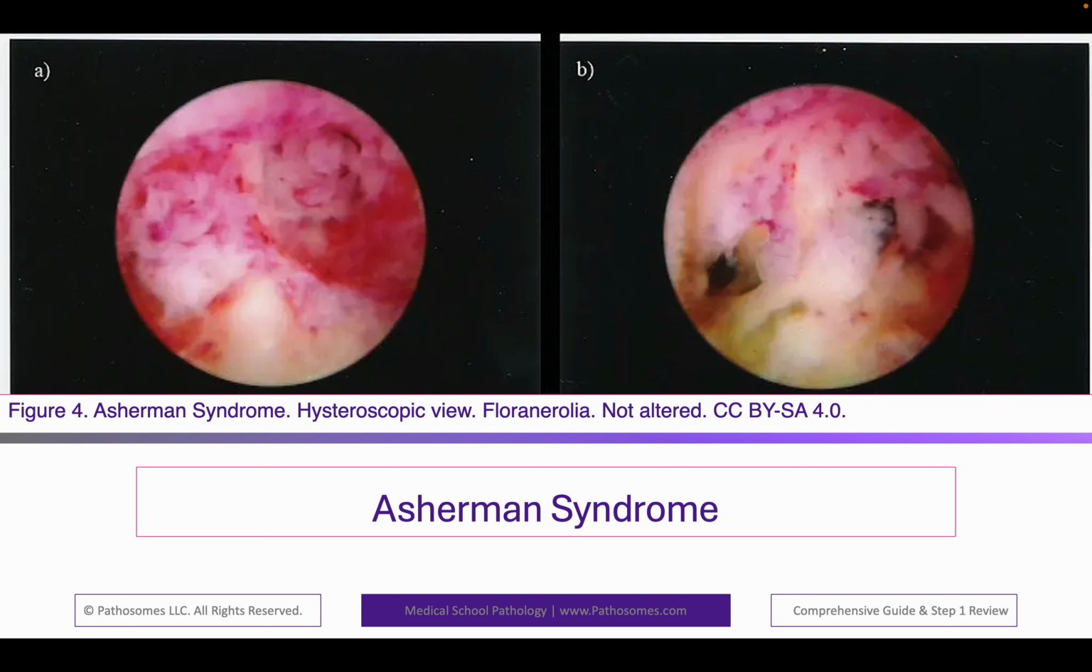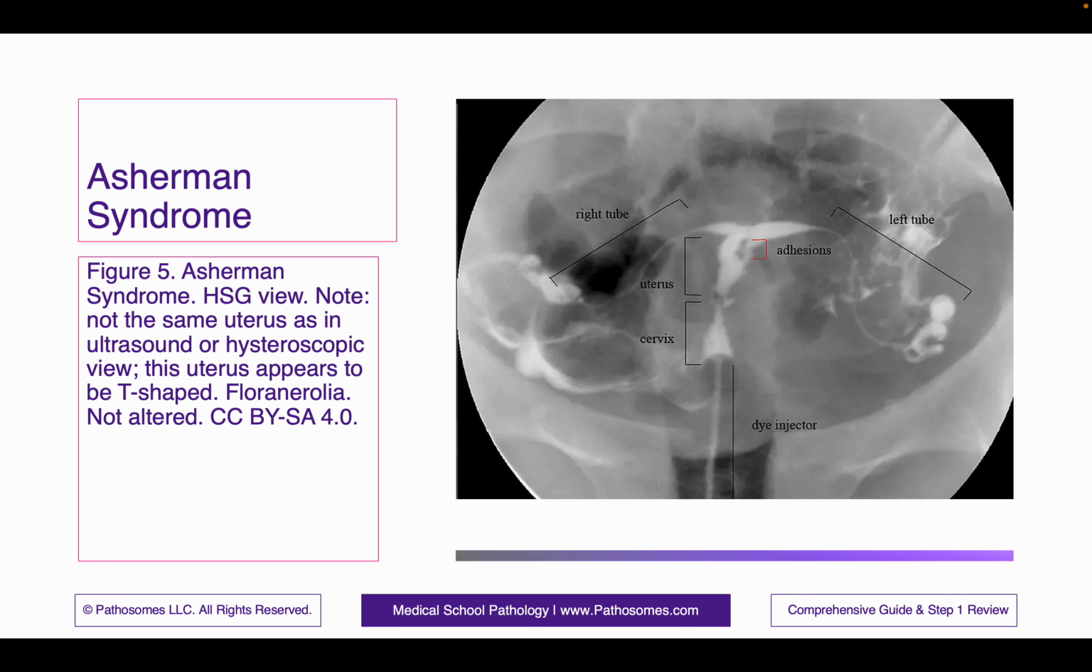Here we can see on hysteroscopy, Asherman Syndrome. Note all the fibrous tissue. And here we can have Asherman Syndrome being visualized utilizing this, as you can see to the right. Note the adhesions within the uterus.